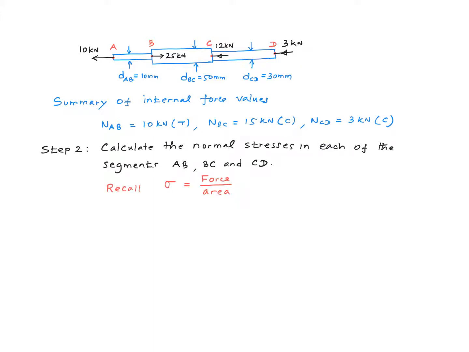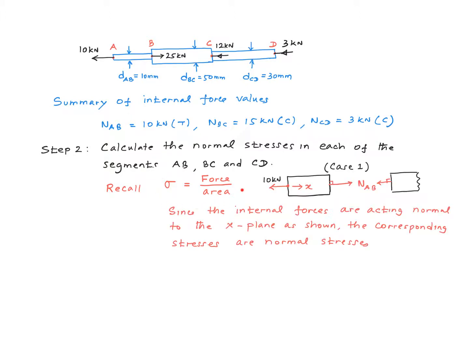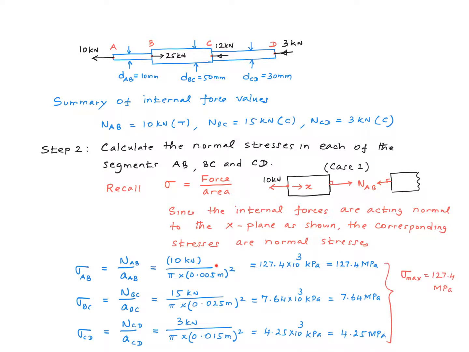Our step number 2 is to go ahead and calculate the normal stresses in each of the segments AB, BC, and CD. We recall the definition of stress. Stress equals force per unit area. We also note that the internal forces are normal to the sectional planes. Like for example, if I take case number 1, this is our sectional plane and NAB is acting perpendicular to that, right? And therefore the corresponding stress arising from this normal force must be a normal stress. So here are my calculations.